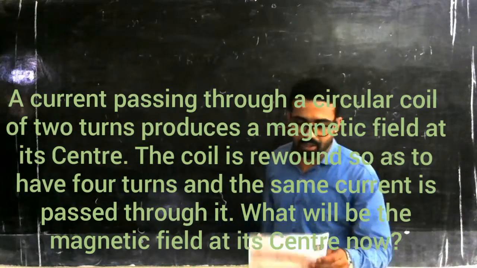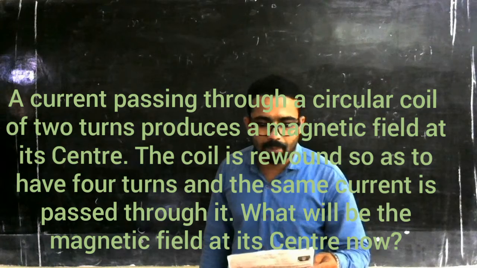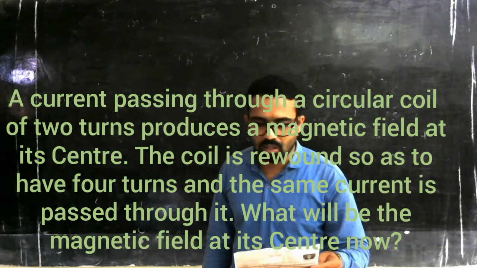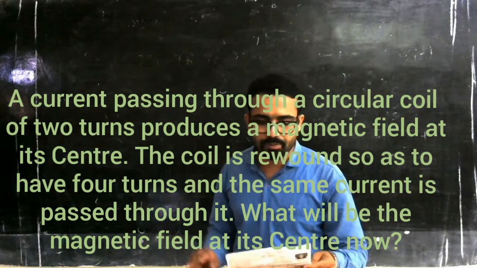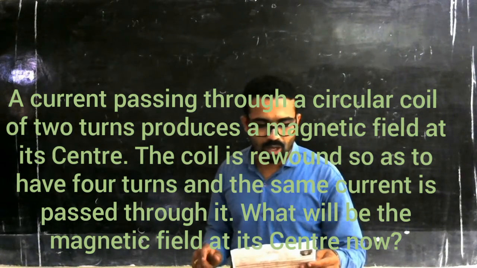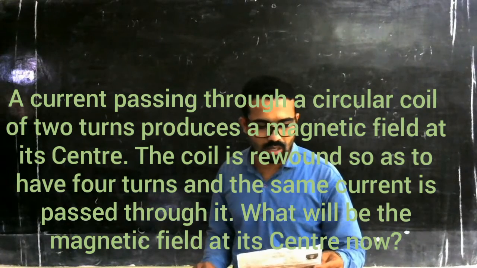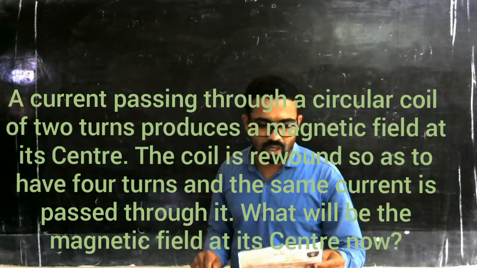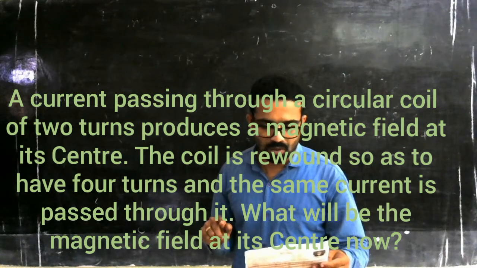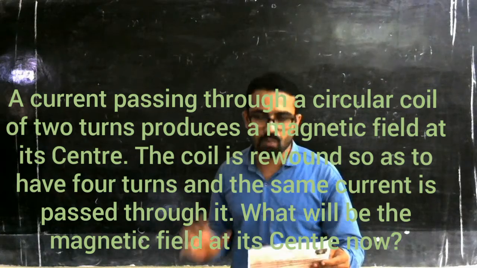Let me read the first question. The question is like this. A current passing through a circular coil of two turns produces a magnetic field at its center. The coil is rewound so as to have four turns and the same current is passed through it. What will be the magnetic field at its center now?